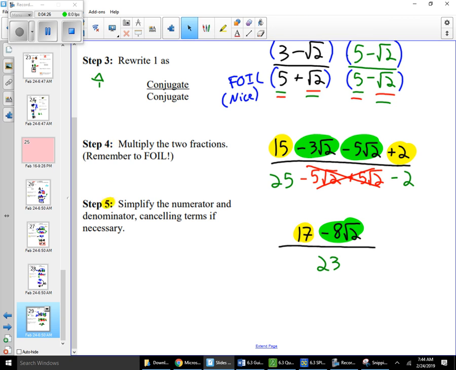So step 5, we're always looking to see if anything cancels. In this case, we don't get anything nice. 17 is a prime number, so the only thing you could factor out of that is 1 or 17. And 17 is not a factor of 23 or 8, so really nothing else that we can do here. This is complete.